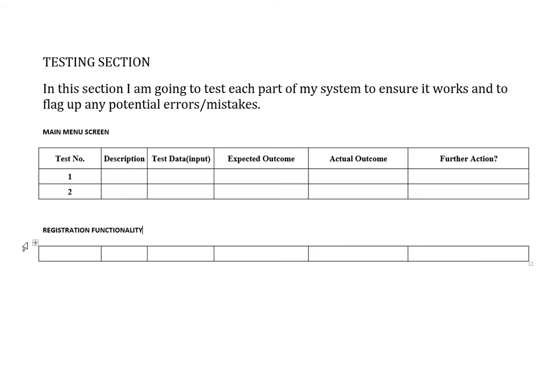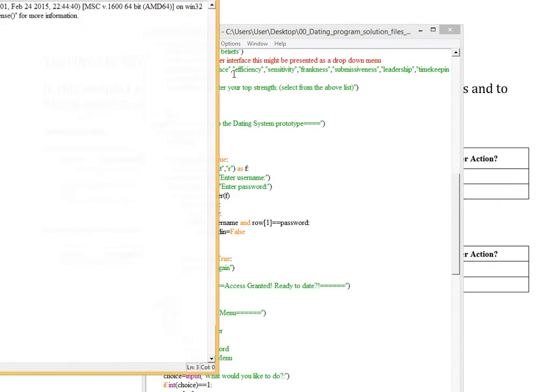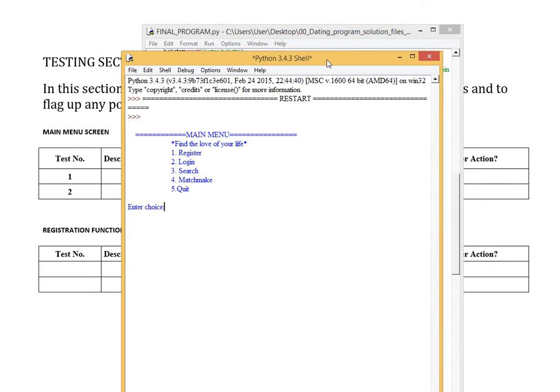It's quite fiddly working in Word. Just going to cut that, and that could be different tests that we carry out. An example of a main menu screen test is as follows. So we're testing our main menu.